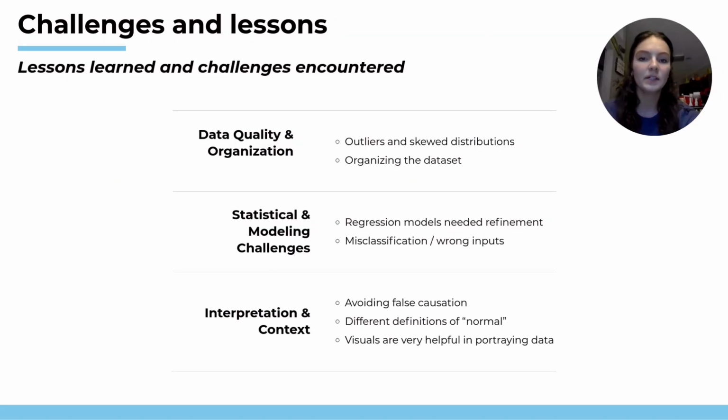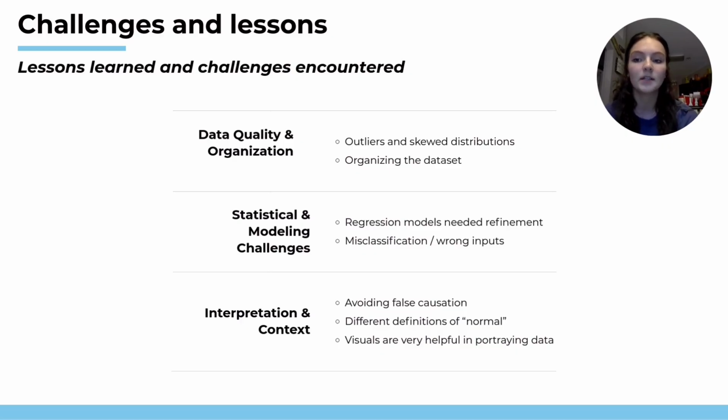Now I will talk about the challenges and lessons we encountered during this project. We learned that outliers and skewed distributions do require very careful handling. We also learned how important it is to organize the dataset in order to remove any inconsistencies and errors. For statistical modeling and challenges, we learned that the regression analysis model may need refinement in order to keep only the significant variables in order to be accurate, as well as that misclassification of data or using wrong inputs will lead to misleading results.